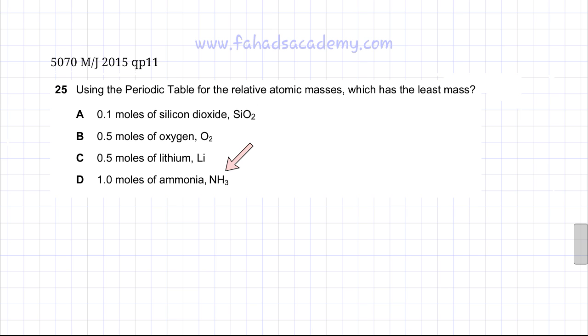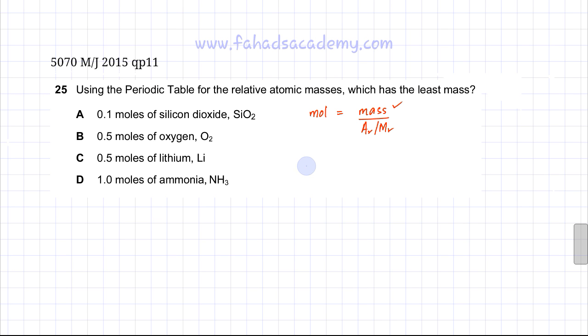So we need to figure out the masses, and we can use the formula for moles, which is that moles is equal to mass divided by the molar mass, Mr or Ar. So we can make mass the subject of the equation and figure out the mass. We're given the moles. So starting with option A.